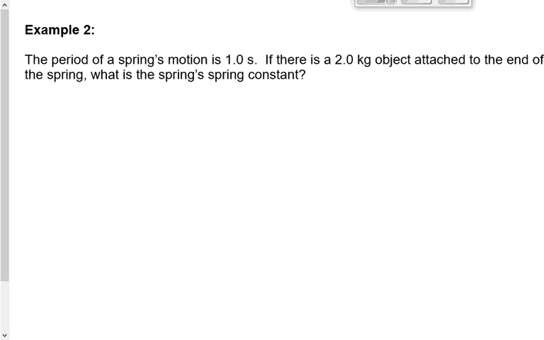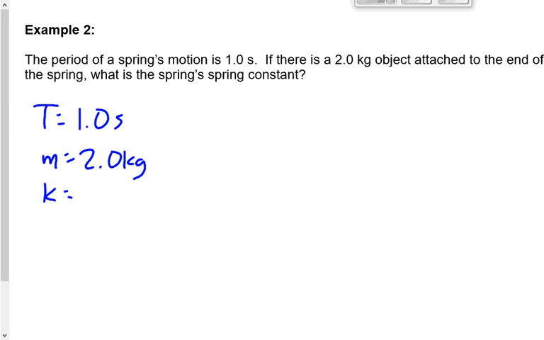Example number 2 relates to the period/frequency of the vibrating spring, how long it takes to go back and forth. It says the period of a spring's motion is 1 second. So I'm going to say big T is 1.0 seconds. That's big T, not little t, right? Little t is any time. Big T is the time for one cycle. There's a mass of 2 kilograms attached to the end of the spring.